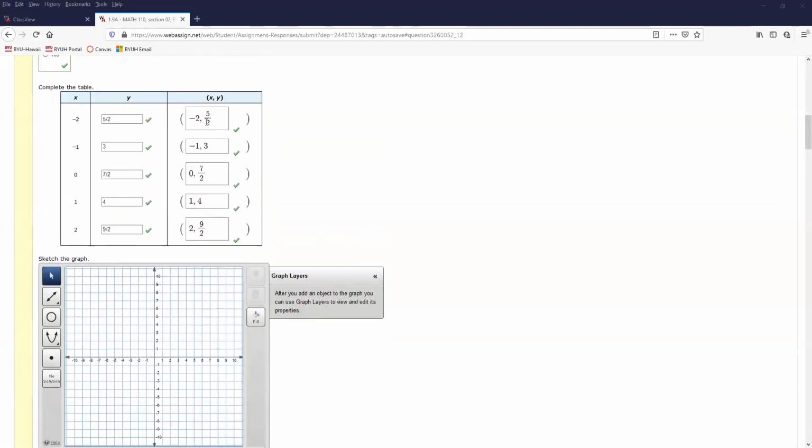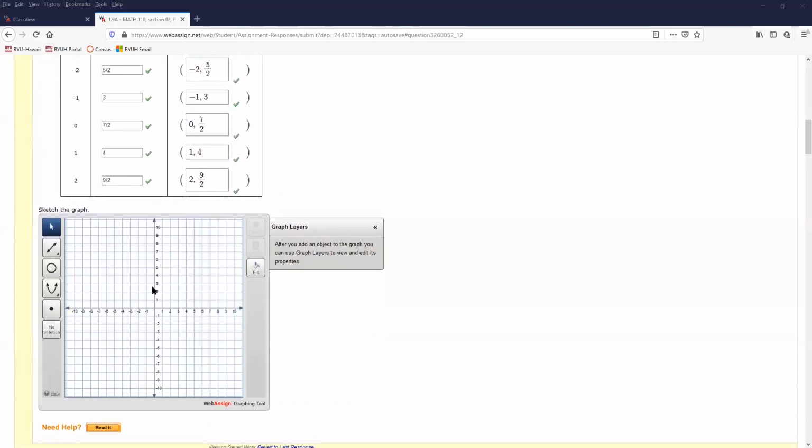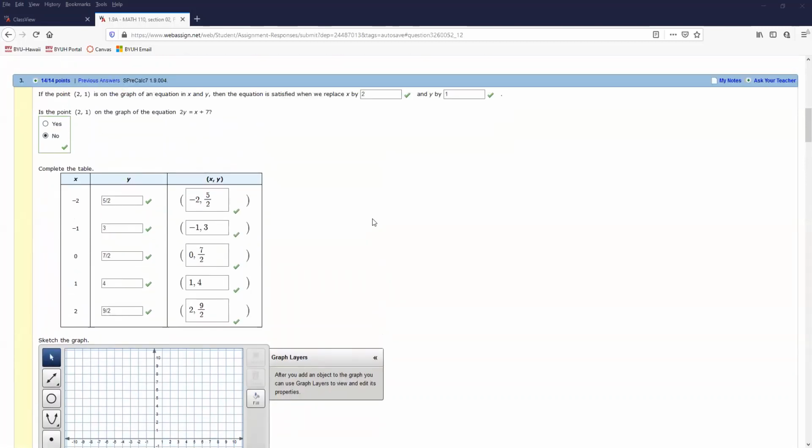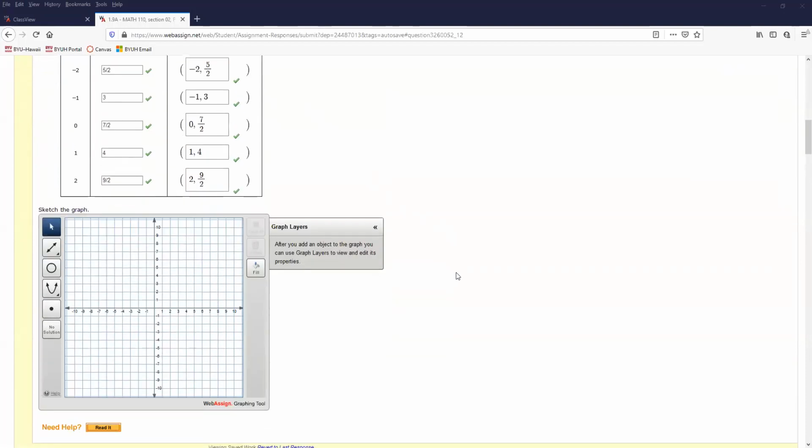Okay, so here we are, Webassign. I've already entered the values here. So now we'll go ahead and graph them. And I said before that this is the equation of a line. Okay, so you come over here in the graphing tool. And this right here is a line tool. You can do array also, but just select this first one. So this should be highlighted in dark blue right there.